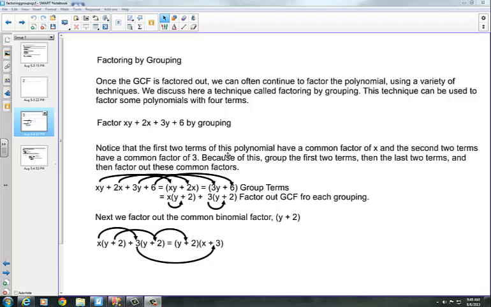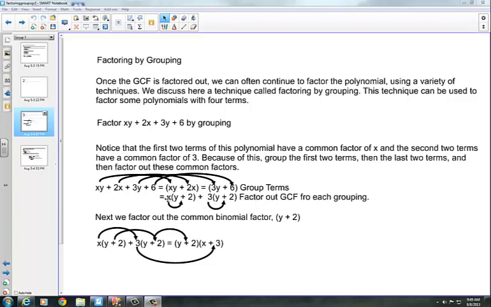Notice that the first 2 terms of this polynomial have a common factor of x, and the second 2 terms have a common factor of 3. Because of this, group the first 2 terms, then the last 2 terms, and then factor out these common factors. So we have xy, 2x, 3y, and then 6, grouped terms.